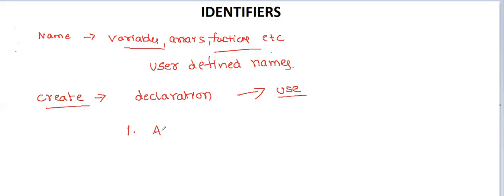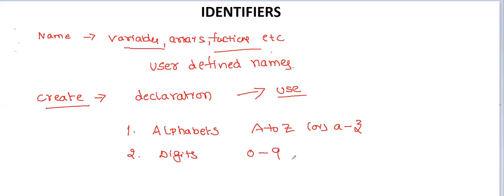Now, what are the symbols that are allowed for an identifier? An identifier can contain the alphabets A to Z or small a to small z. Remember, C is case sensitive. Uppercase letters are different from lowercase letters, and the digits 0 to 9, and the only special symbol underscore is allowed. Only these three are allowed: A to Z, 0 to 9, and the special character underscore.